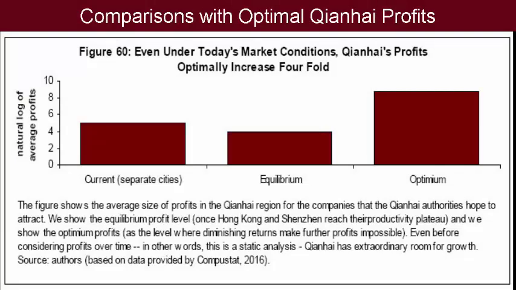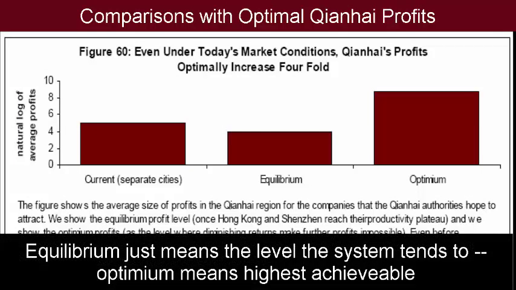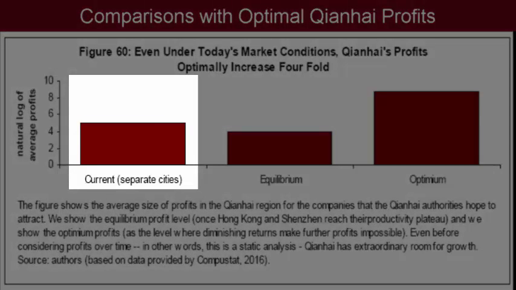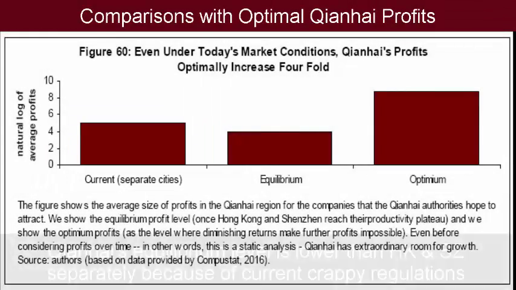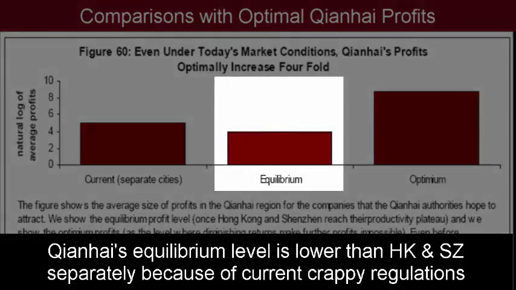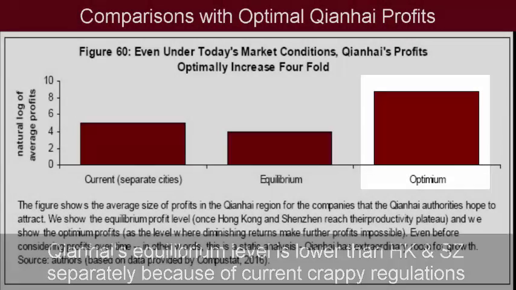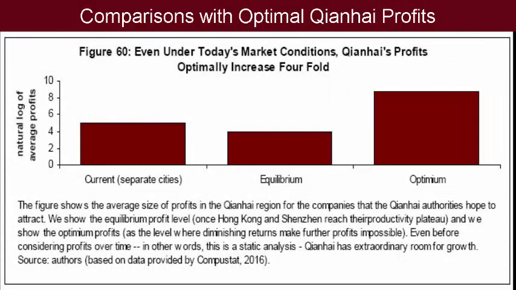Figure 60 represents one of the key figures from our paper. In this figure, we show profitability under a range of scenarios. We show profits in Hong Kong and Shanghai's innovative sectors if these jurisdictions continue to operate separately. We show the effect of Qianhai on equilibrium profits, and we also show the effect on the optimal level of profits, or the highest level of profits that these companies can generate. And what we see is that there's a divergence, or a difference, between equilibrium profits and optimal profits.